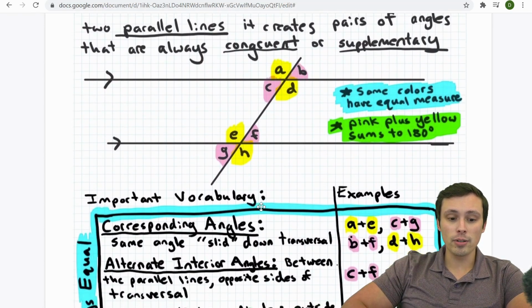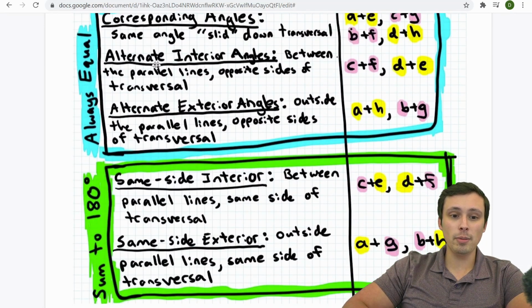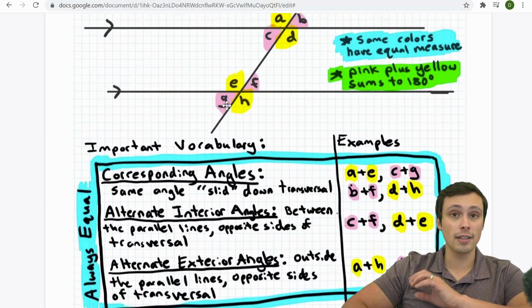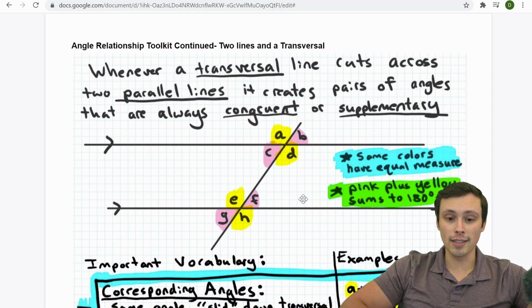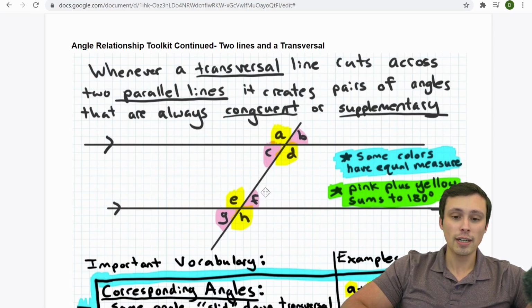Okay, now let's talk about the rest of the vocab. It's all going to be based on alternate or same side, interior or exterior. This looks complicated. Let's break it down so it's simple. There are two parallel lines. Your angles are either in between them or not. If they're in between them, we call them interior. That would be like C, D, E, and F. If they're outside the two parallel lines, we call them exterior. That's like A, B, G, and H.